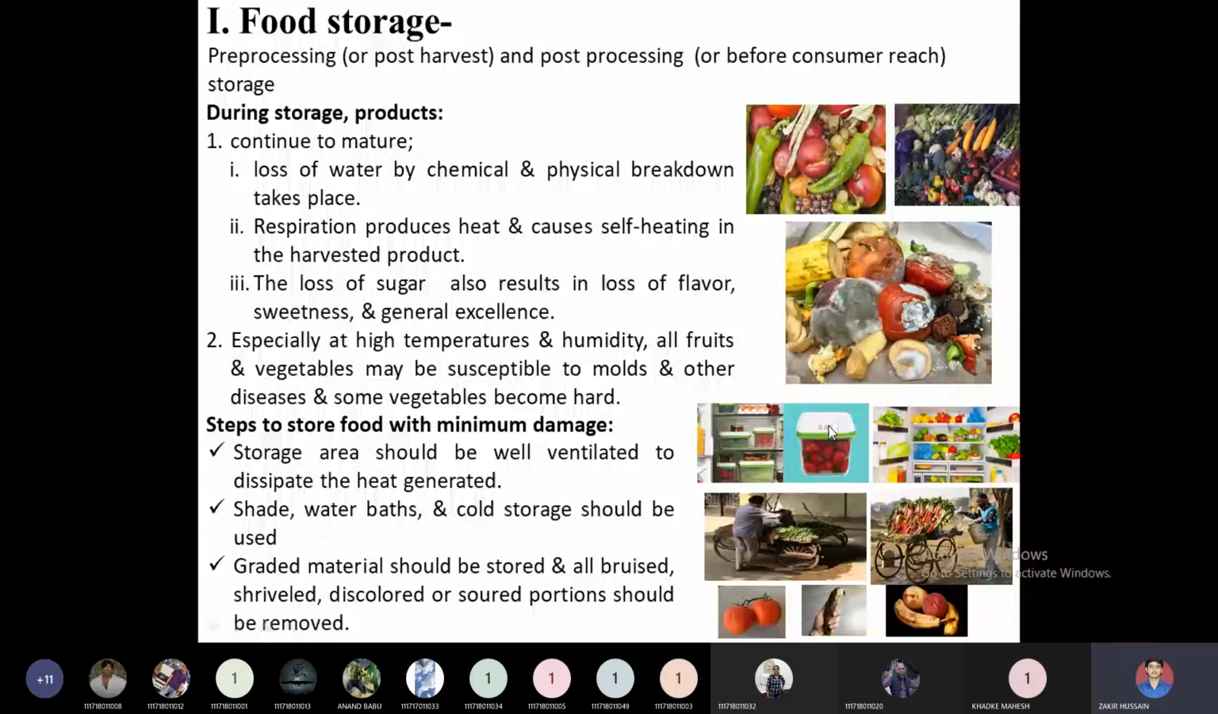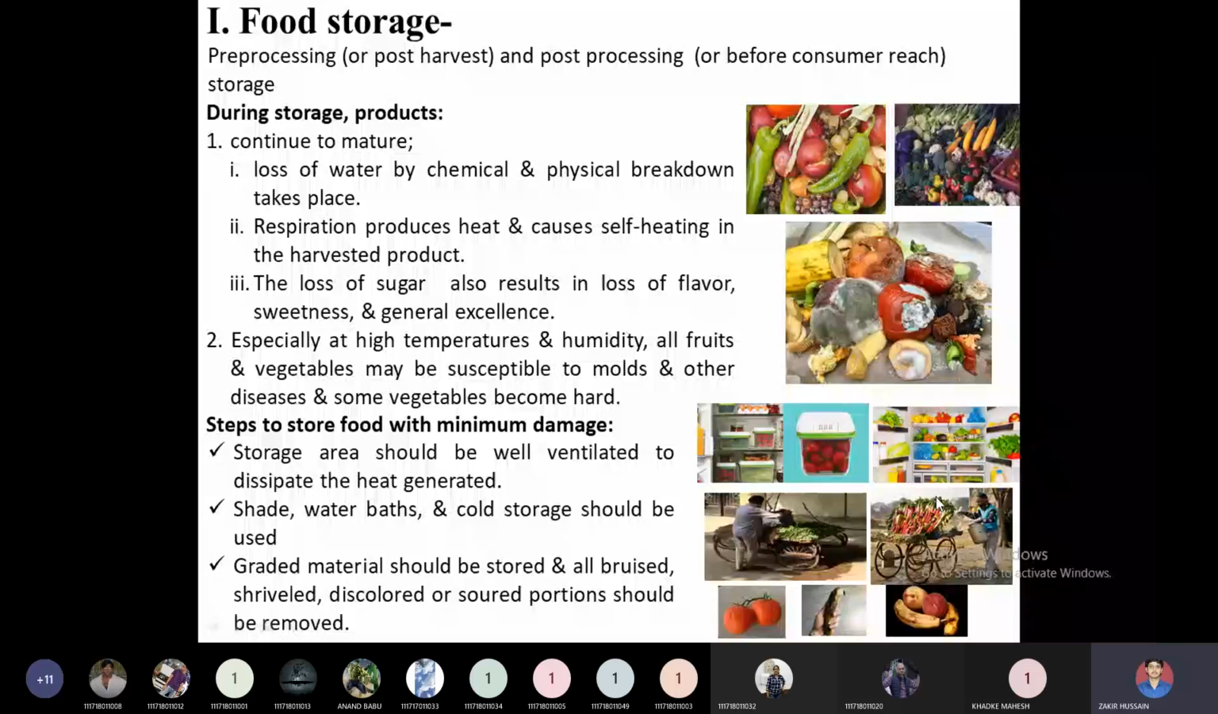Then shade. We should create some shade. We should store our foods under some shade, or in some building. Then water baths. If you have seen some vendors, they are continuously spraying some water on the vegetables or fruits they are selling. Spraying this will lower the damage naturally caused to the foodstuff.